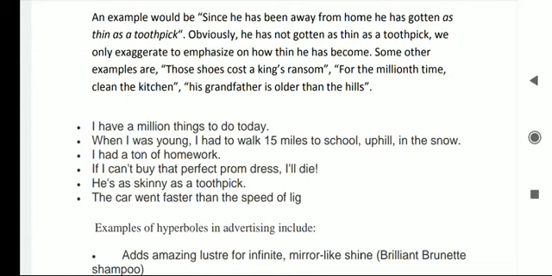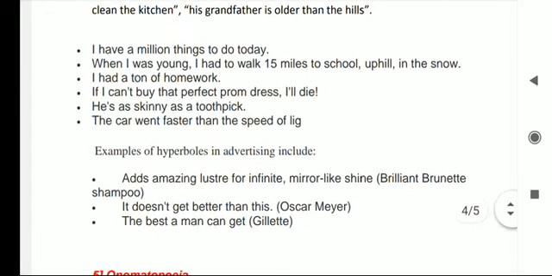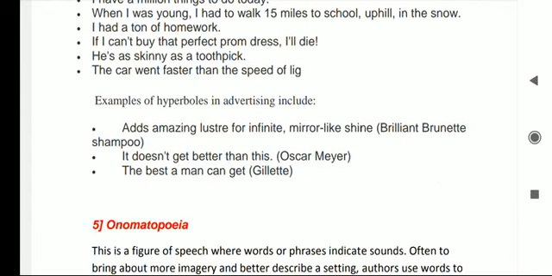He's as skinny as a toothpick. The car went faster than the speed of light. Now there are some examples of hyperbole in advertising. Let us observe these. Adds amazing luster for infinite mirror-like shine.